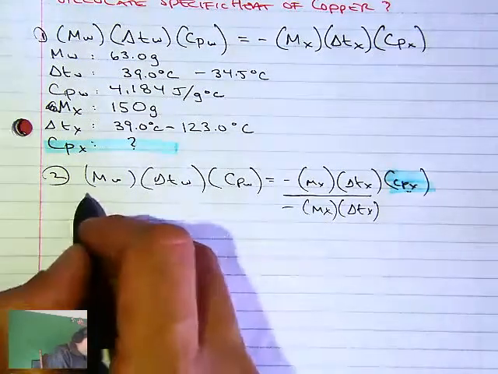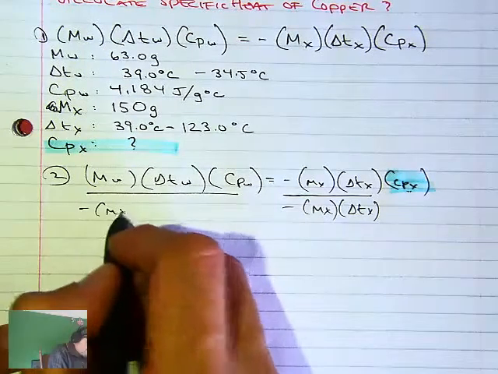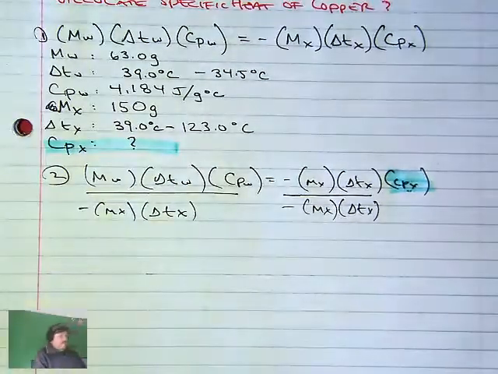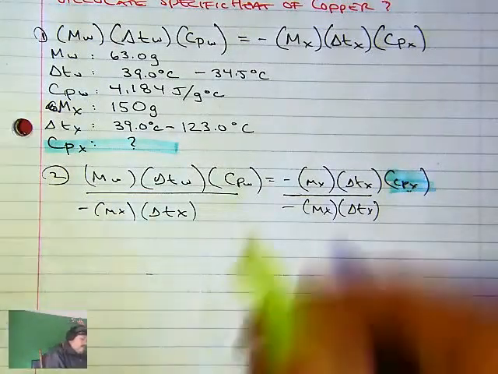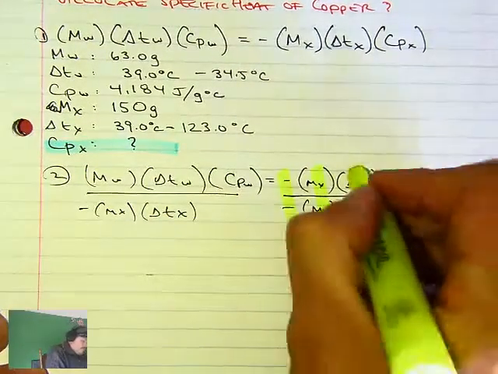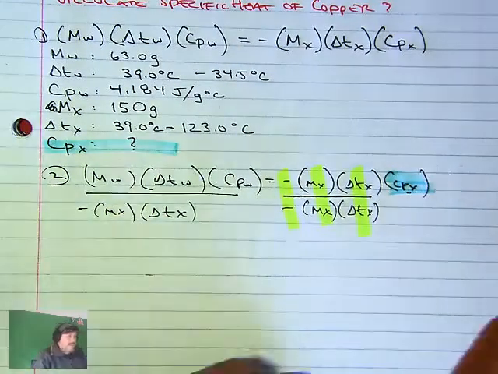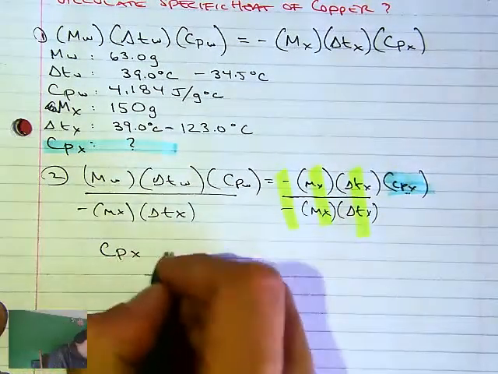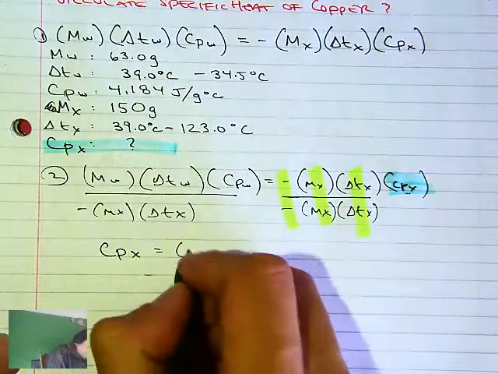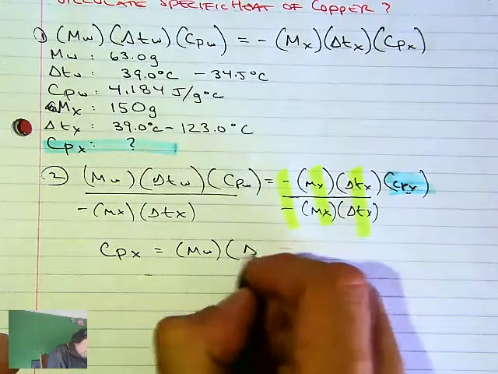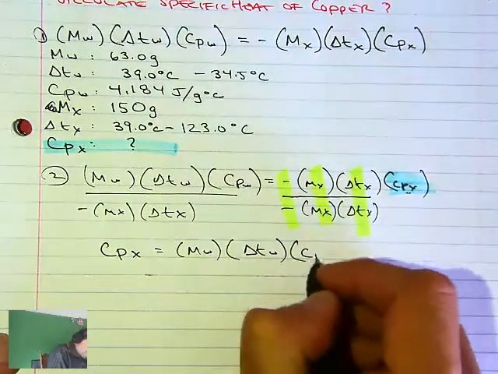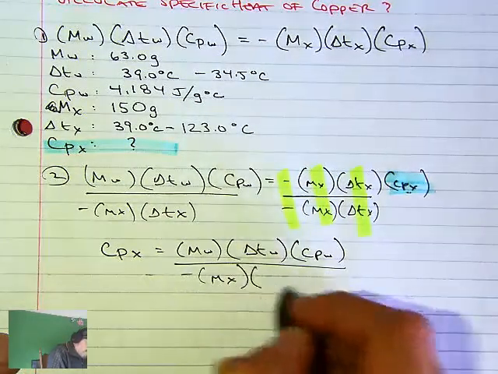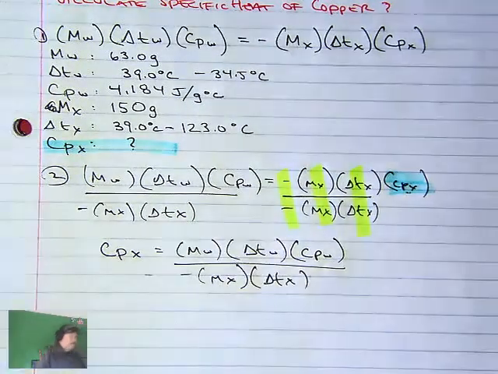I can do that as long as I do the same to both sides. So there's the same. When I do that, the negatives cancel, those cancel, those cancel, and I've isolated now CPX by itself. So now I rewrite it. CPX, and again, I just rewrite it because I like it on the left side. Mass of water, delta T of the water, CP of the water, divided by the negative mass of the metal times temperature change of the metal.